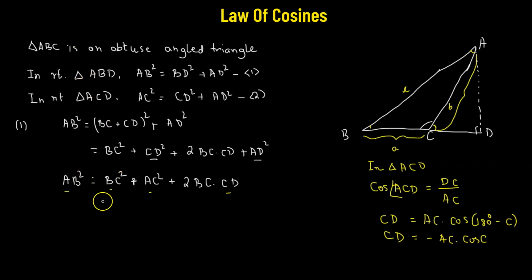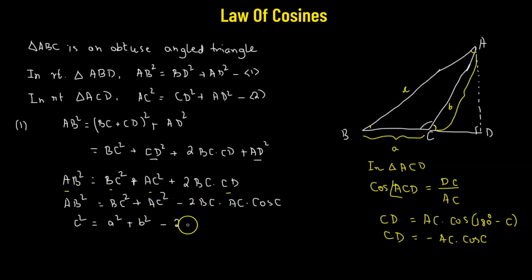Now we're going to get BC squared plus AC squared minus 2 times BC times, in place of CD we're going to have AC times cosine C. Now this is the value of AB squared. So let's replace all the values with the corresponding sides. So AB, we have defined AB as C squared. So C squared will be equal to BC, so BC is A squared, plus AC, so AC is B squared, minus 2 times BC, BC is A, multiplied by AC, so that's B times cosine C.